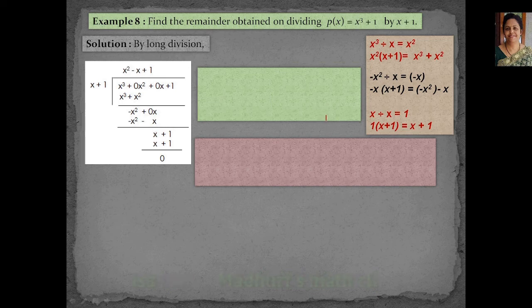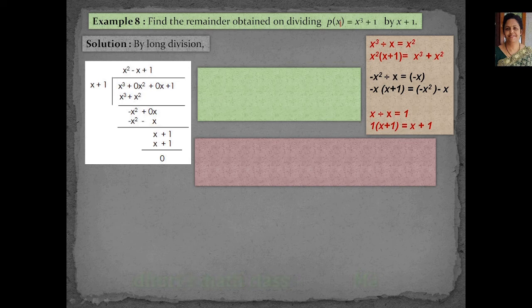What is x divided by x? 1. So now that will be the next term of the quotient. So we will multiply the next term of the quotient, plus 1, by x plus 1. So 1 into x plus 1 is x plus 1. We will subtract that from x plus 1. You will get the remainder 0. That means x plus 1 is a factor of x cubed plus 1.